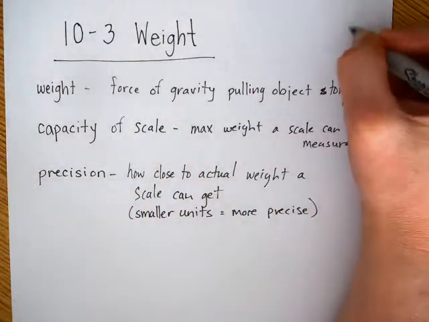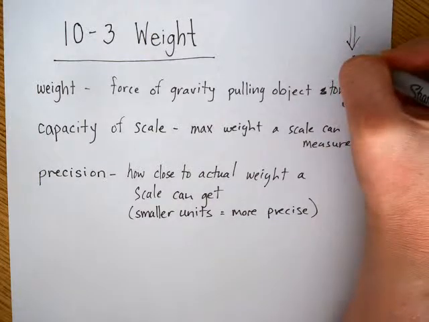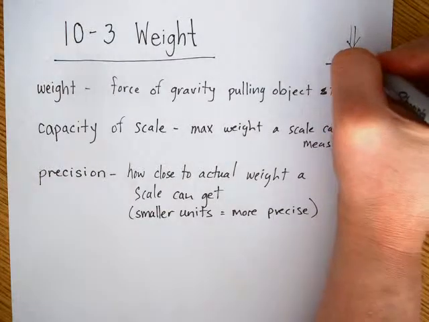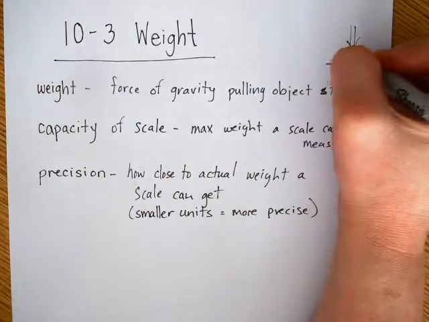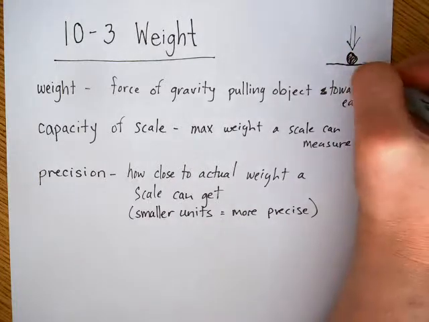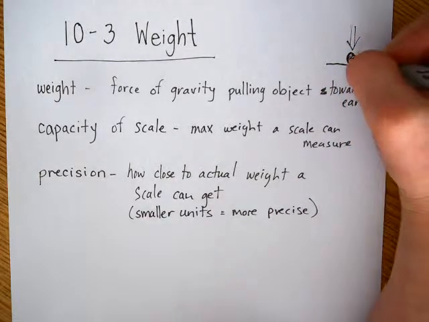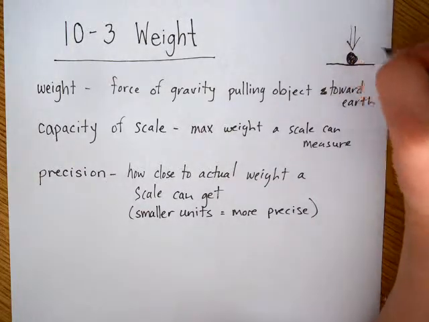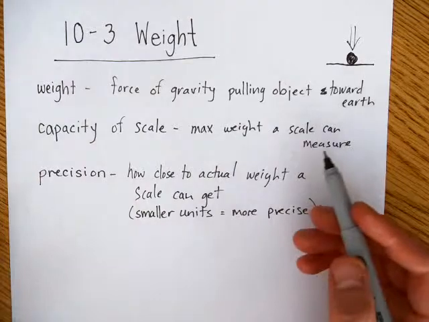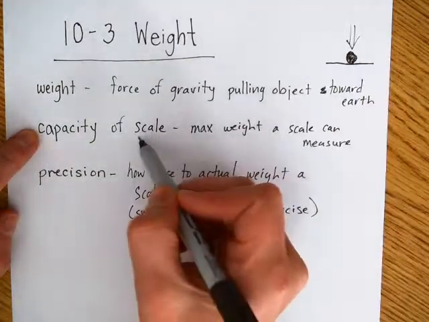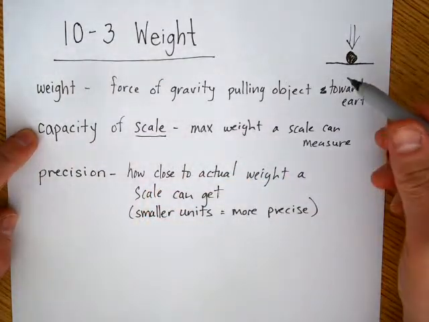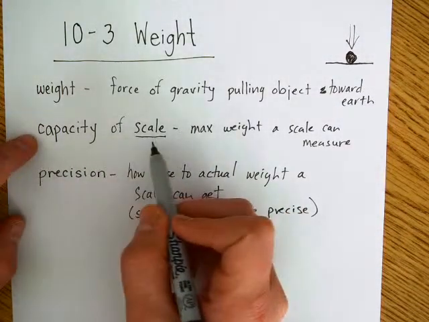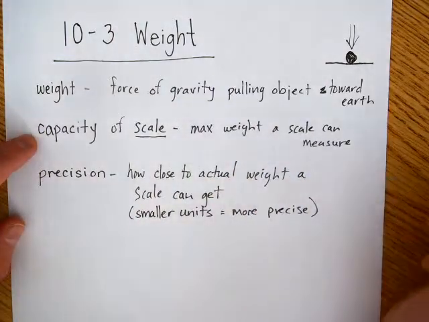So basically, if gravity pushes on something, that's what keeps it on the ground, and how much mass this thing has makes it depend on how heavy it is. So something that has more mass, or that's heavier, is going to have more weight. We use scales to measure weight, or how much something weighs. And the capacity of a scale is the maximum weight a scale can measure.